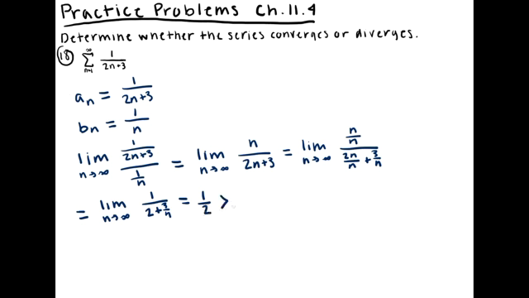And 1/2 is greater than 0, so you know that you can use the limit comparison test. So then you find the b of n's convergence or divergence, and in this case, it diverges by p-series. So then you know that your original a of n diverges by limit comparison.